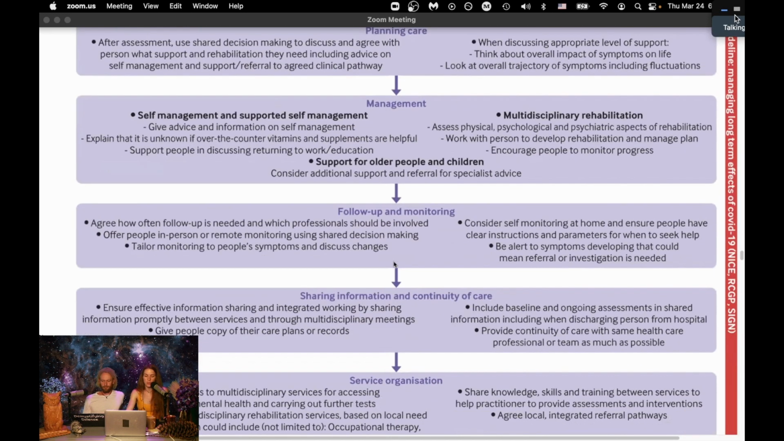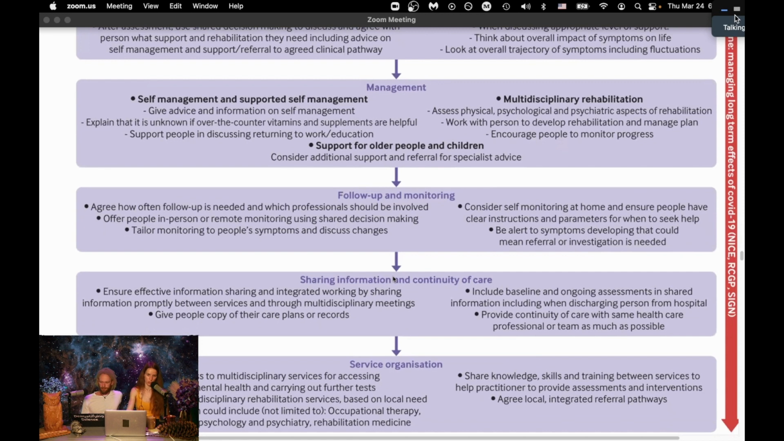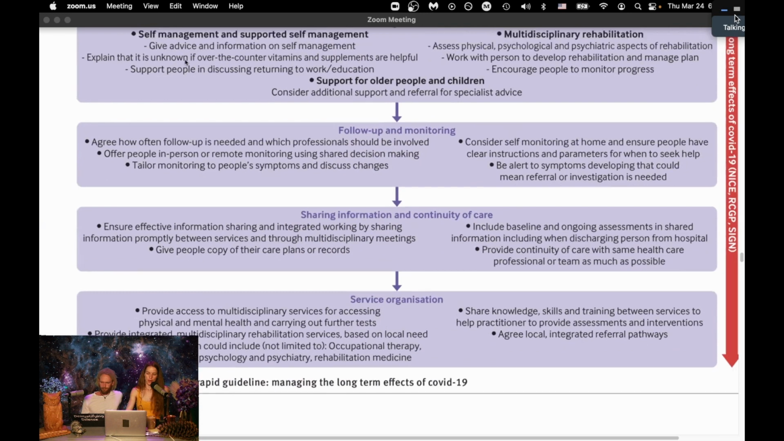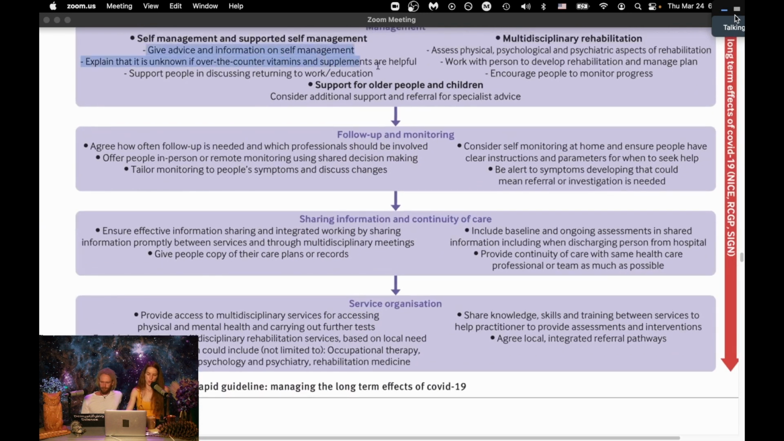because if this ends up being a long-term persistent problem, we're going to have a relatively large population of people that are infirm. Yeah, we're going to have a large infirm population that sticks around for a long time. And so organizations are basically trying to figure out how to deal with this. But management, it's like give advice and information on self-management. Support people in discussing returning to work or education, but it's not like support people by helping them find a job that works with their new current state.